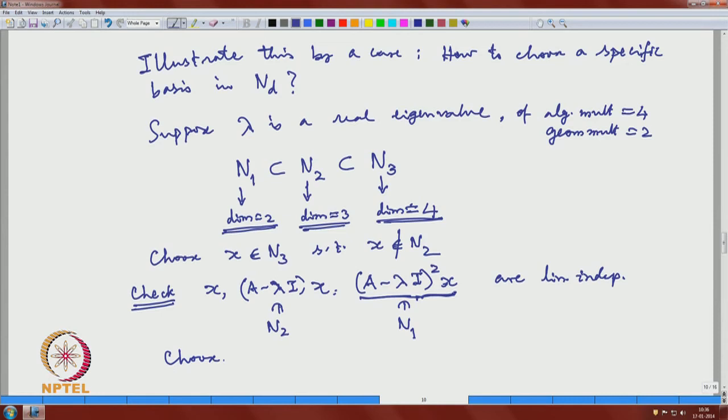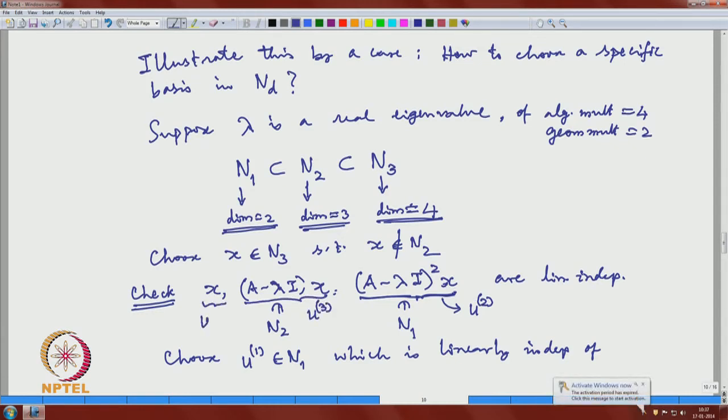So, choose u1 in N1 which is linearly independent of these. Let me put some names: let me call this u2, this one u3, and this one u4. If you change the order, the matrix will change. That is what we will see now.